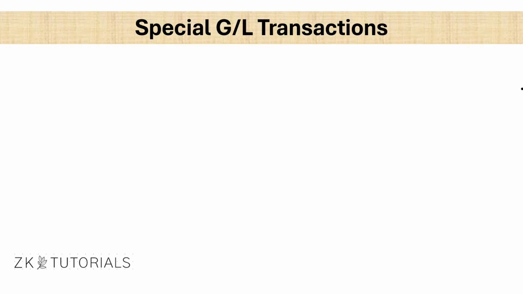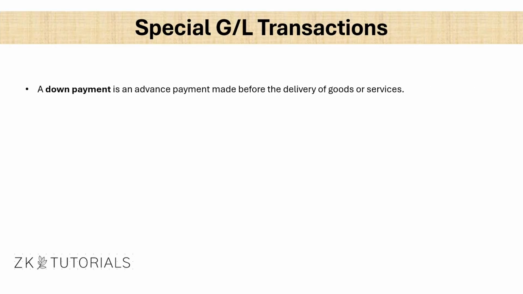And the next slide is, a down payment is an advance payment made before the delivery of goods or services. Down payment is nothing but advance in normal language. In normal language, we ask him, okay, give me advance. But in SAP term, it is called a down payment. So a down payment is an advance payment made before the delivery of goods.